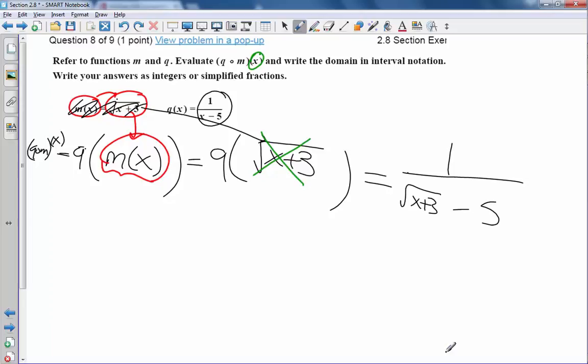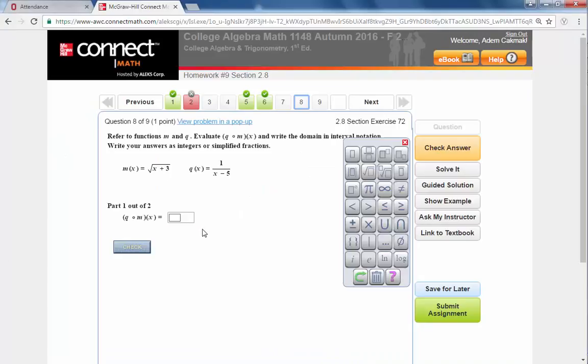Alright, that was the easy part. I have found this, but the question I bet is not over. Create a fraction. The top was 1, the bottom was starting with square root x plus 3 and minus 5. Check.